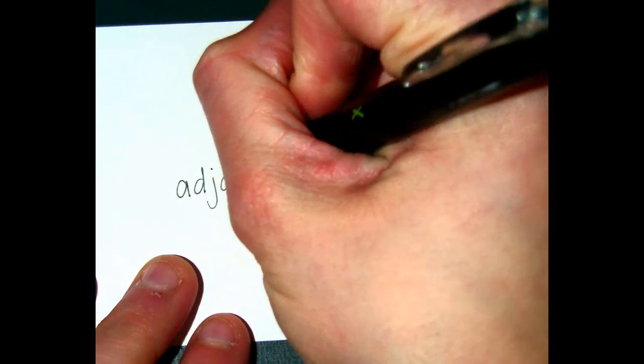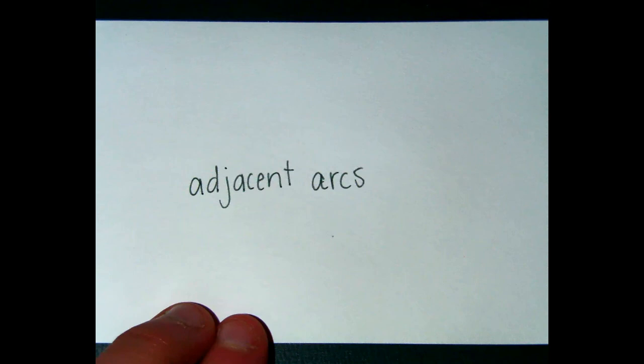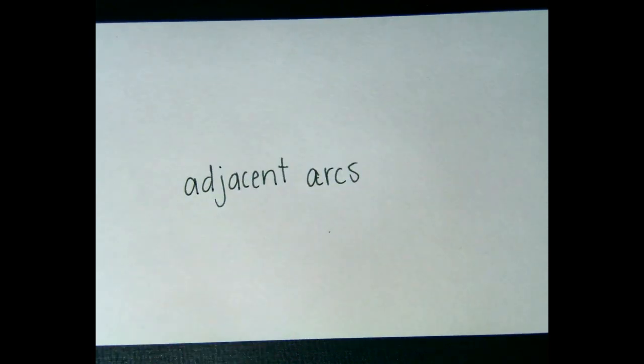Alright, for the next one you need to write adjacent arcs. We've talked about adjacent angles. Does anybody remember what an adjacent angle is? Or how about in trig, opposite adjacent? What does adjacent mean? It's the one touching. That's what adjacent arcs are. It's also what adjacent angles are. Adjacent angles are 2 angles that are touching. Adjacent arcs are 2 arcs that are touching.